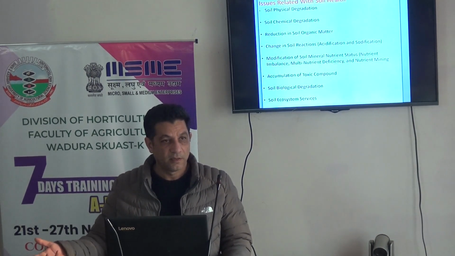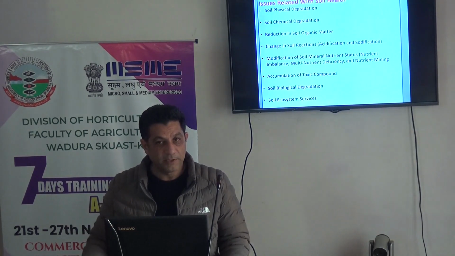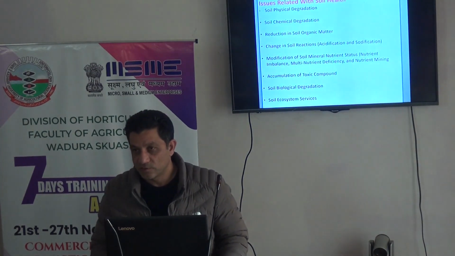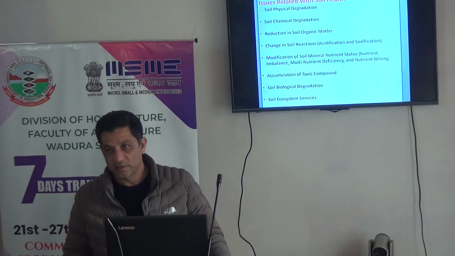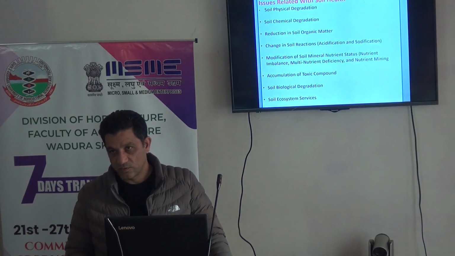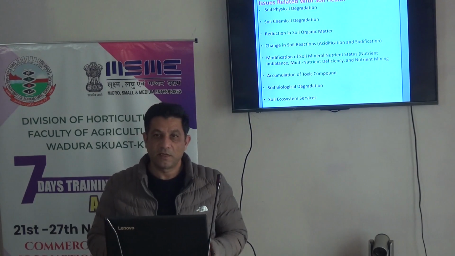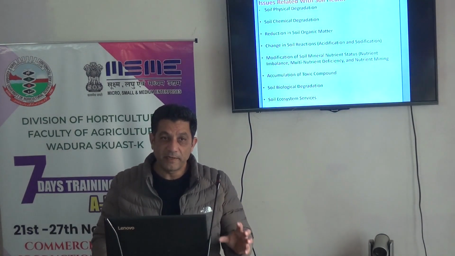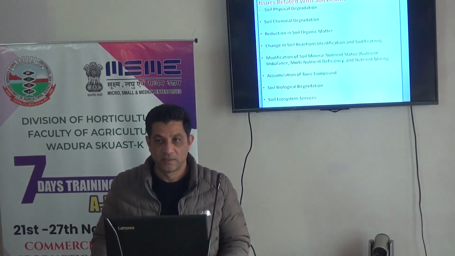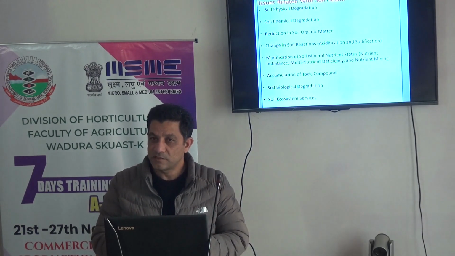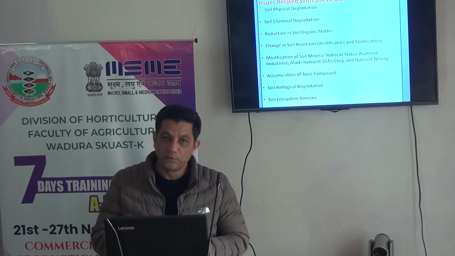For example, availability of iron is more in case of acidic soils. So micronutrient cations are more dependent upon the soil reaction, that is the soil pH. So pH influences the availability of the nutrients.